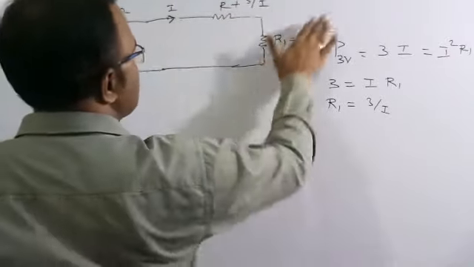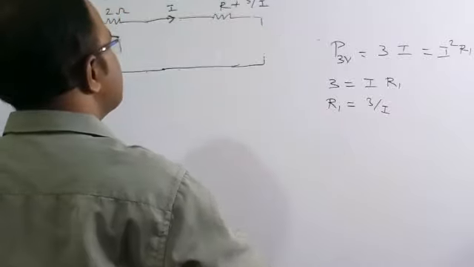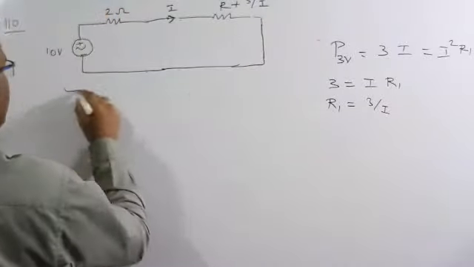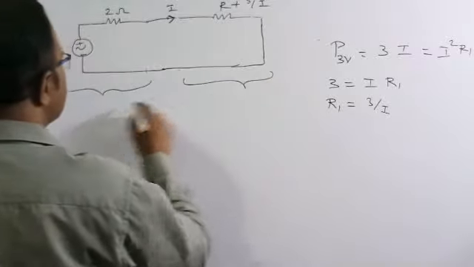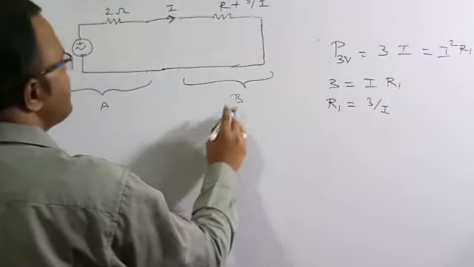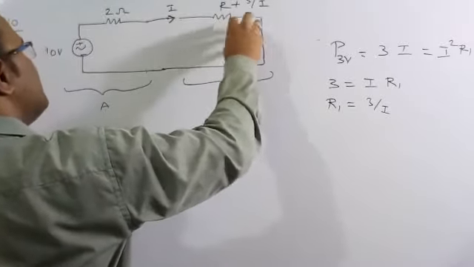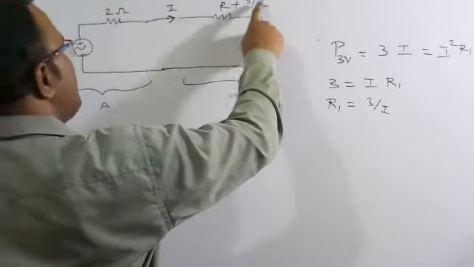This is the net resistor. So therefore this is the net resistance of the circuit B. This is circuit A and this is circuit B, right? So this is the net resistor of the circuit B, R plus 3 by I.